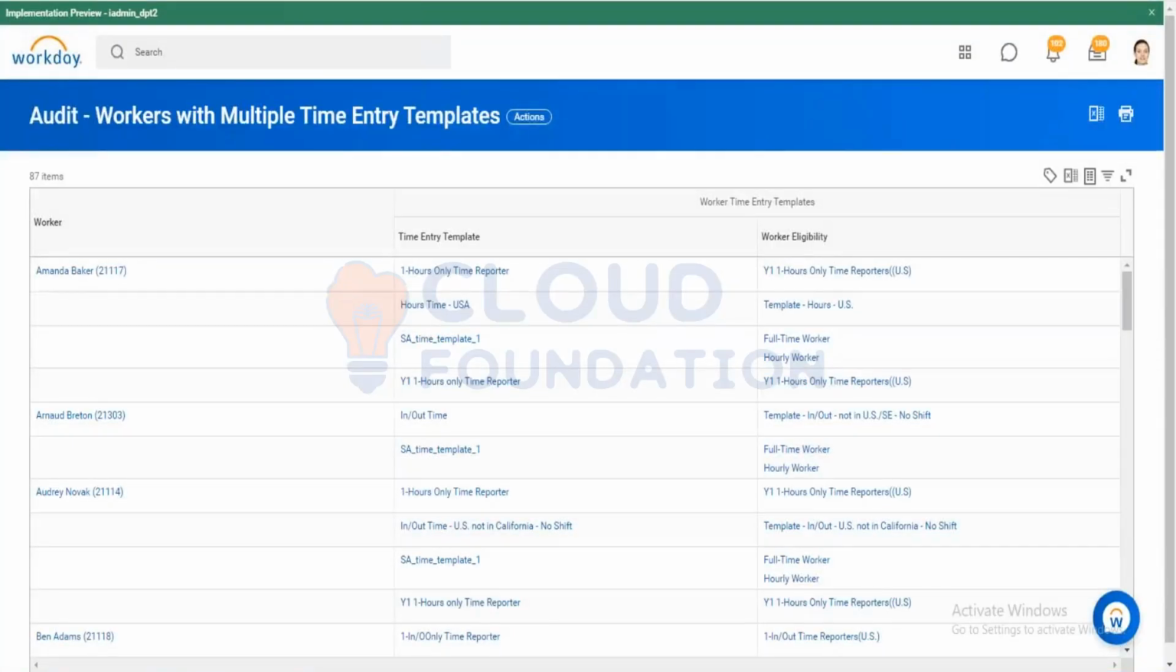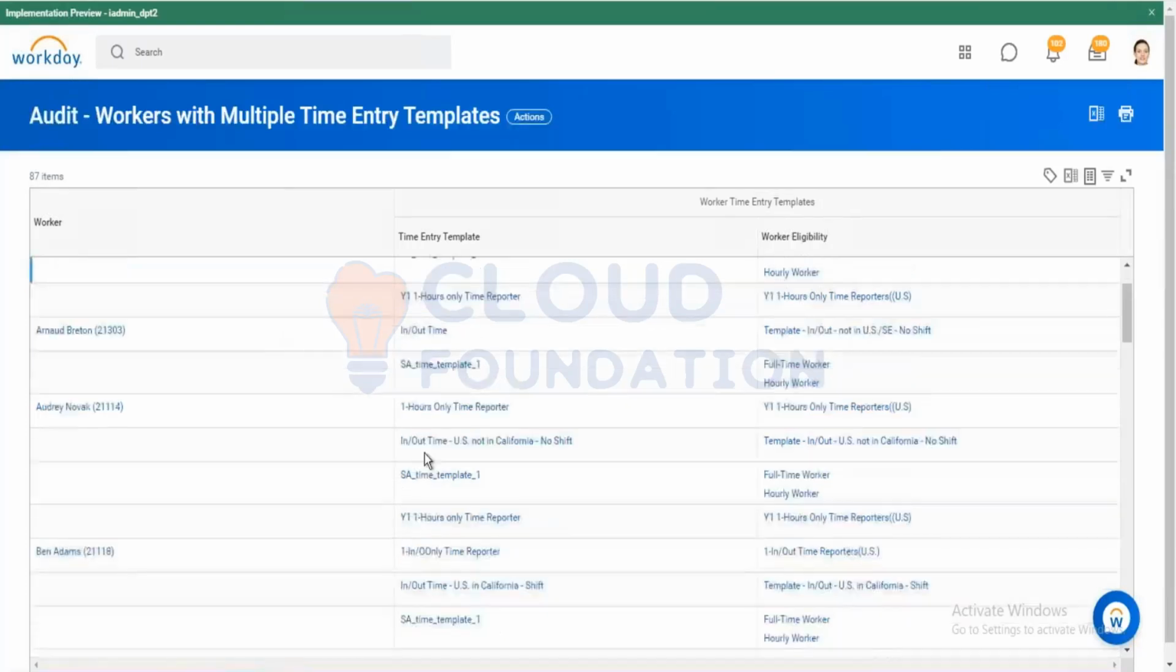Now see, if you are getting this report where the workers are having, they see 3 templates. She's having 3 templates. Will she be able to enter the time? No. This should be empty. Now how to resolve it? You would be going ahead and checking the worker eligibility and make them eligible and ineligible based on the requirement, which template she should actually be focused on. You would ask the requirement owner. Ben Adams also has this. This is the first thing. This report should be empty.